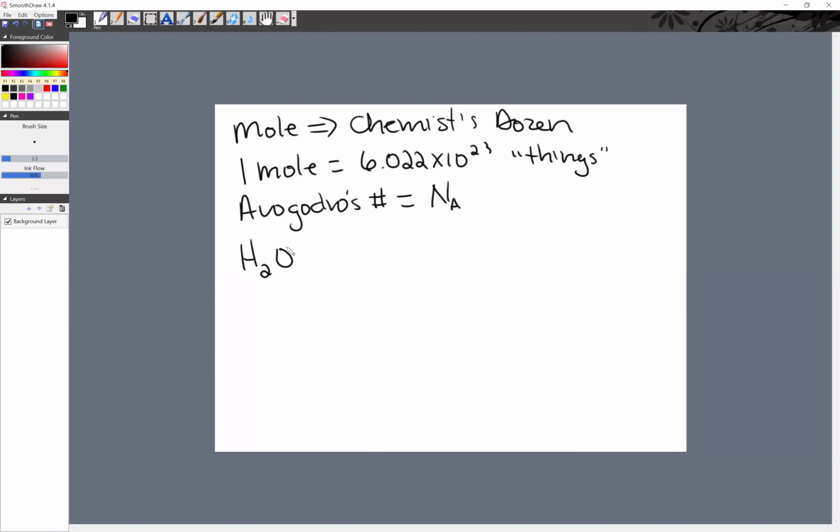All right, if one water was 18.01 AMUs, well, how much would 1 mole of water weigh? Then we would just change the unit to 18.01 grams per mole, because there isn't just one of them. So you're telling me my relationship, and so the molecular weight is 18.01 grams per 1 mole.